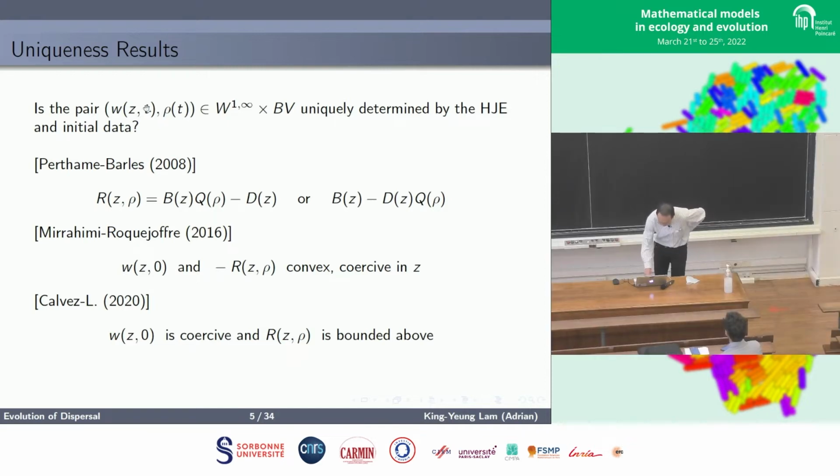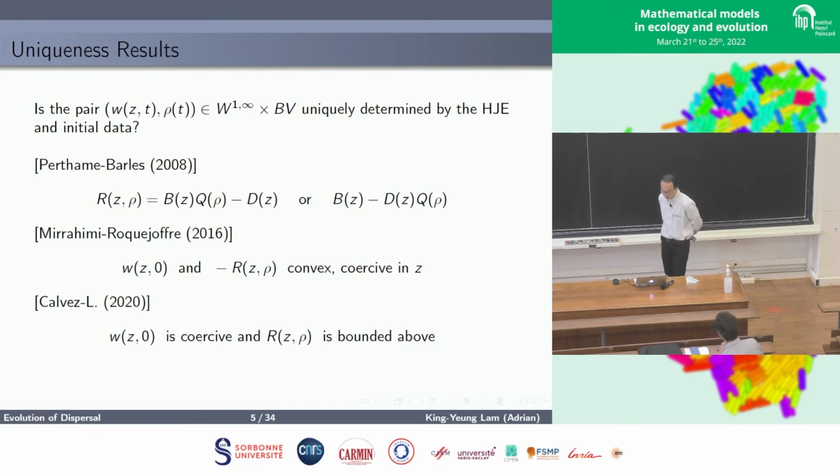In 2008, Perthame et al. showed uniqueness for this class of growth rate, capital R. Then in 2016, Mirrahimi and Roquejoffre showed uniqueness under a convexity assumption on the initial data and the growth rates. And recently, Vincent and myself showed uniqueness under weaker conditions, namely coercivity.